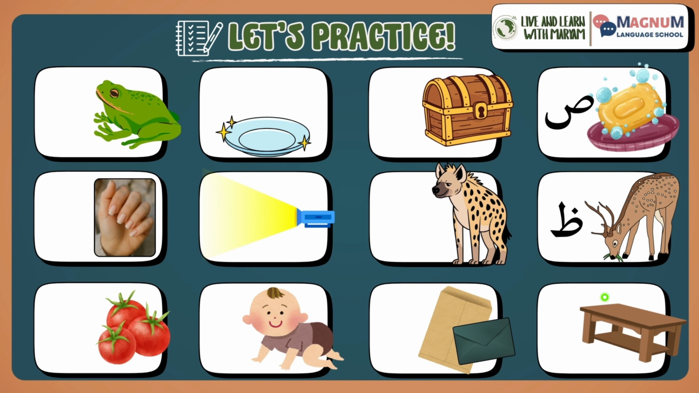Then we have a table. Thaa for tawilatun. Then we have a box. Sanduqun. Swaad for Sanduqun. Then we have a hyena. Zabu'un. Zwaad. Zwaad for Zabu'un. Hyena. Then we have envelope. Zurfun with Za.